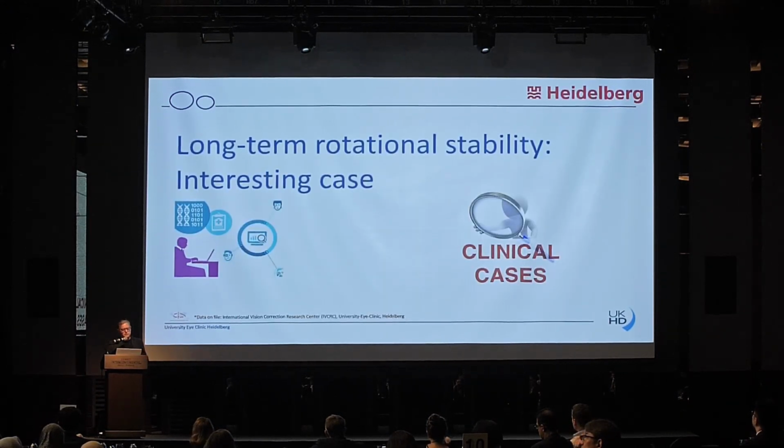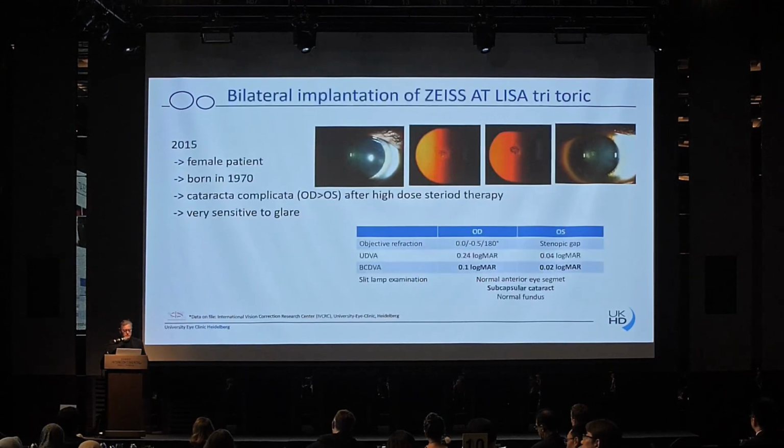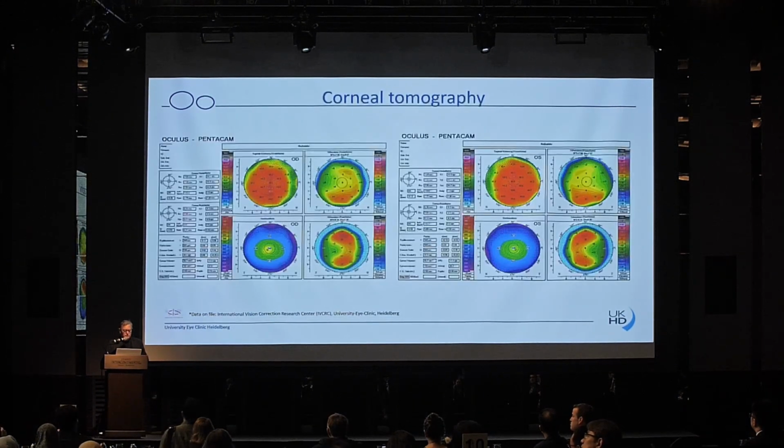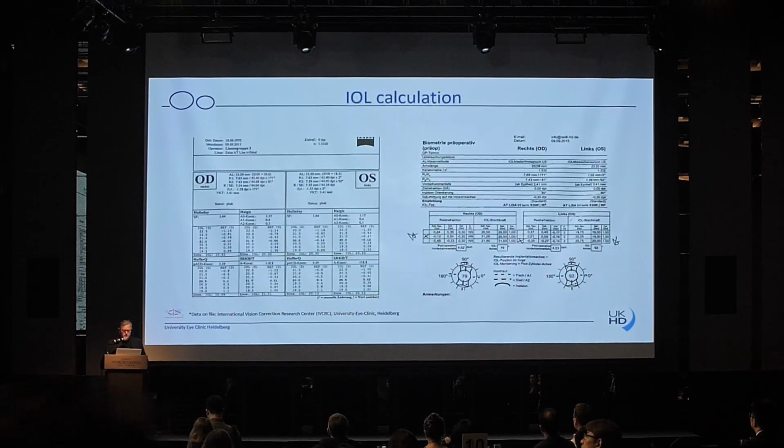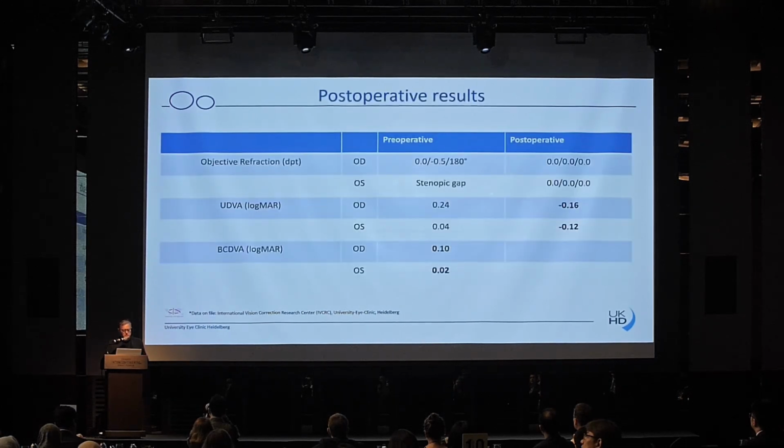If we look at the long-term stability, especially also the rotational stability, I have some cases and also some publications here. So this was a fairly young patient who had a complicated cataract after high-dose steroid therapy, a subcapsular cataract, and even though vision was not really bad, the patient was very annoyed, especially by the light, the glare. And we did the calculation, the corneal tomography and IOL calculation, and in this case, a toric lens was implanted. So the outcome, hitting exactly the target, was excellent.